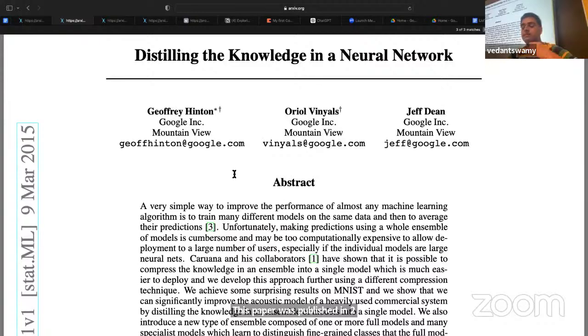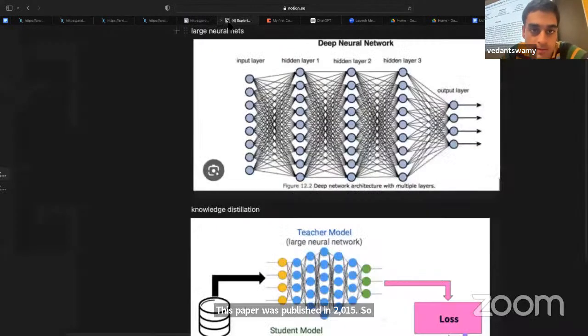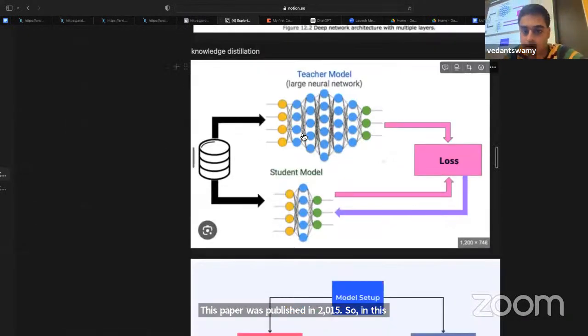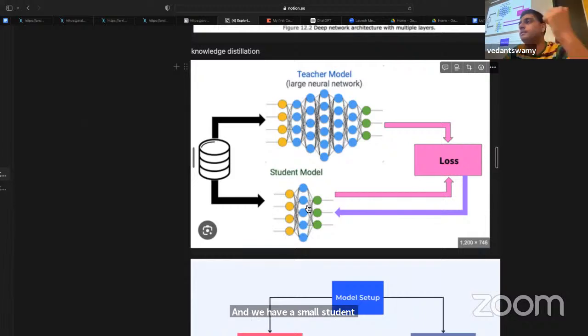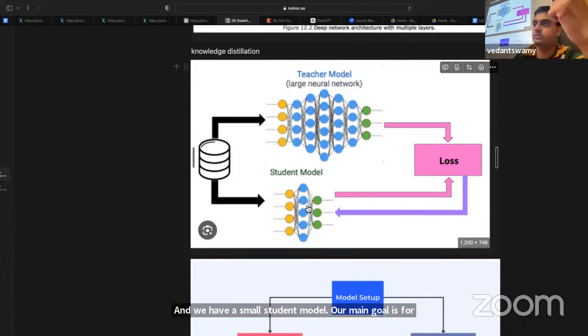So in this case, we have a really large teacher model, as you can see here, and we have a small student model. Our main goal is for the student model, which would be a lot more efficient, to produce the same output as the teacher model, right? So that we can deploy the student model in areas where we have less resources.